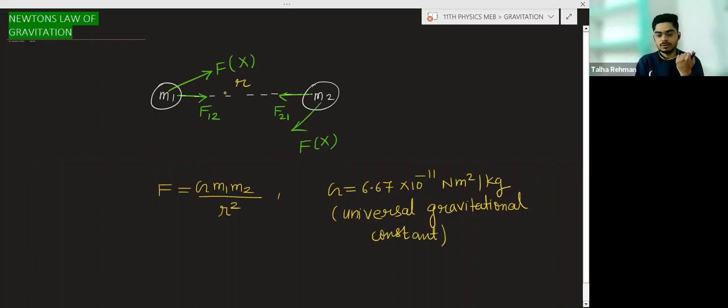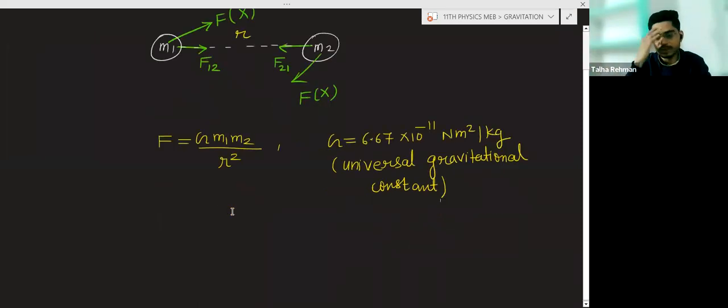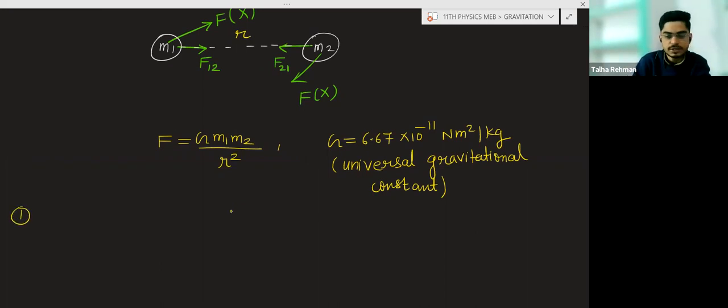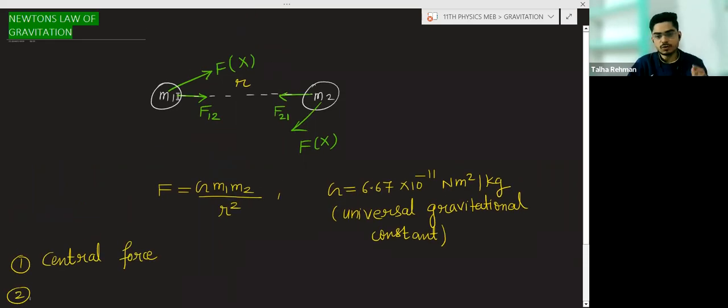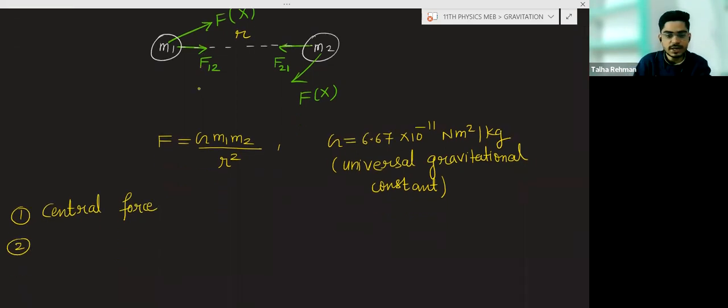Okay. So basically F is equal to G into product of the masses divided by the R square. This is the force between two masses. Point number one: this force is a central force. Number two, central force means this force always acts along the line joining the centers of the two masses, and this is always an attractive force.